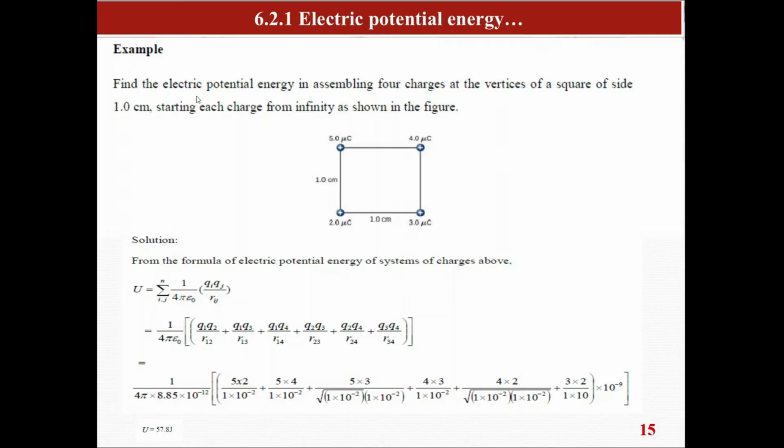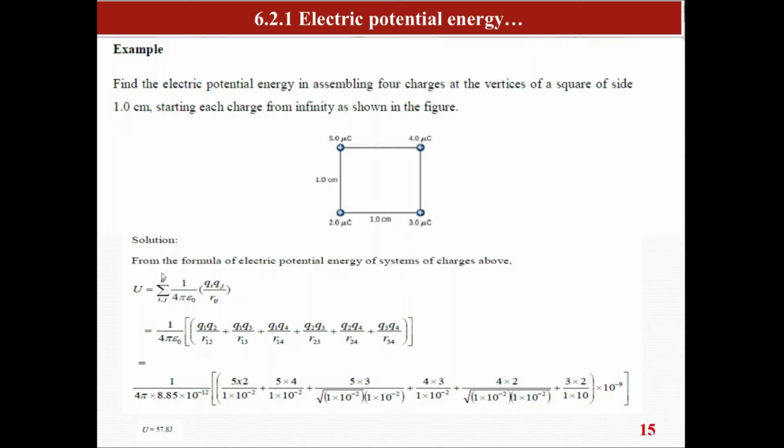Example: find the electric potential energy in assembling 4 charges at the vertices of a square of side 1 centimeter. This is the square, and the distance between these 2 charges is 1.0 centimeter. Bring each charge from infinity as shown in the figure. So we bring them together to form this square. We have these different charges: 5 microcoulomb, 4 microcoulomb, 3, 2, 1.